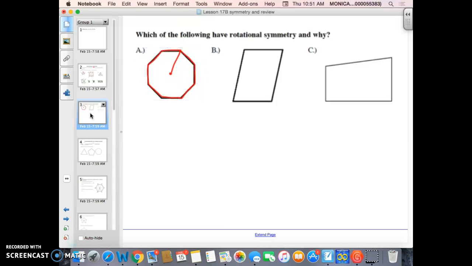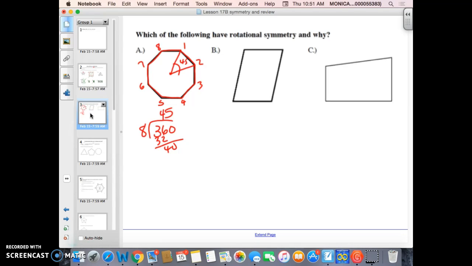In fact, how many times you can rotate it is how many corners it has. So 1, 2, 3, 4, 5, 6, 7, 8. This has rotational symmetry 8 times. If you wanted to find this angle of rotation, every time you turn it, it lands back on itself. You just take 360 and divide it by 8. That's too much math. Let's see, that's going to be 4. 4 times 8 is 32. That's 40. So it looks like a 45.